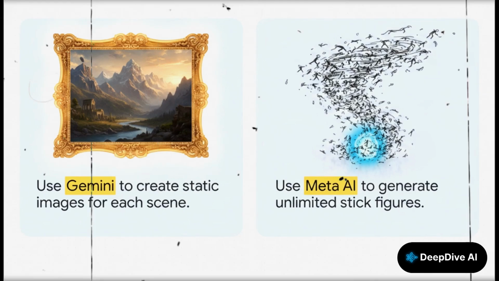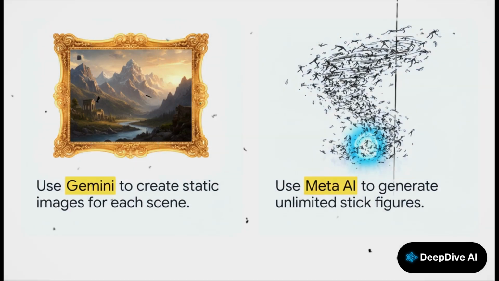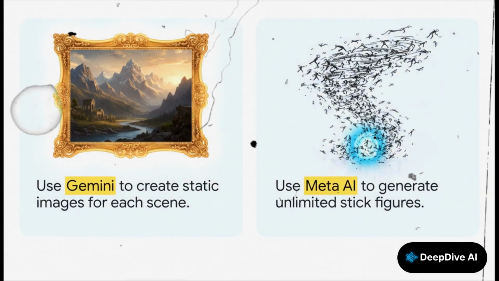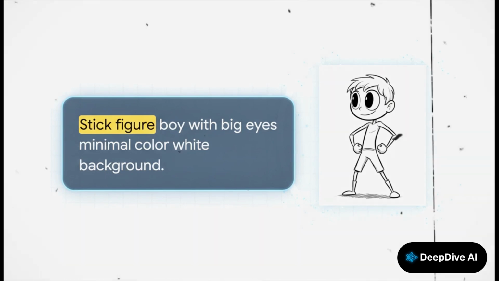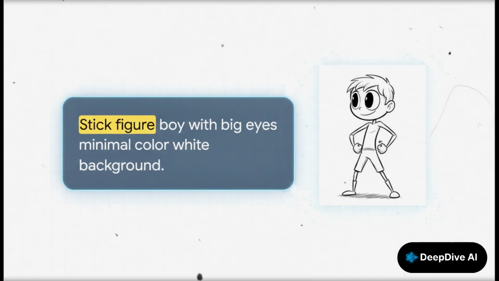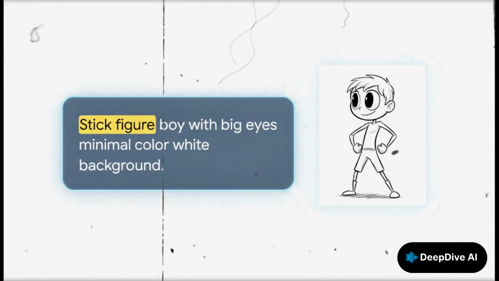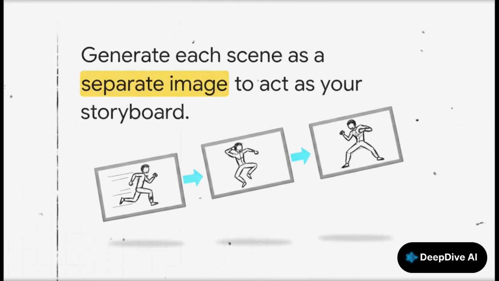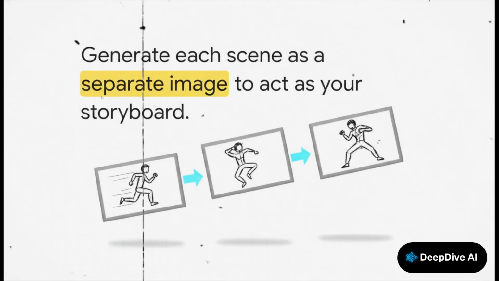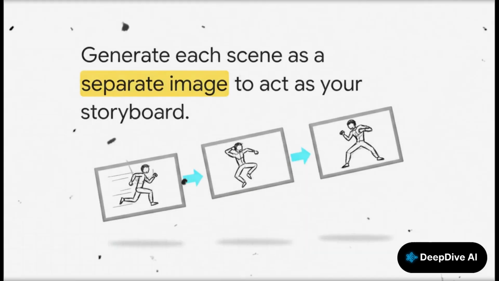Next, we use Gemini for those detailed backgrounds and Meta AI for unlimited stick figures. Just prompt Meta AI like this: minimal 2D art, stick figure boy with big eyes. What's really cool is generating each scene separately creates your instant visual storyboard.